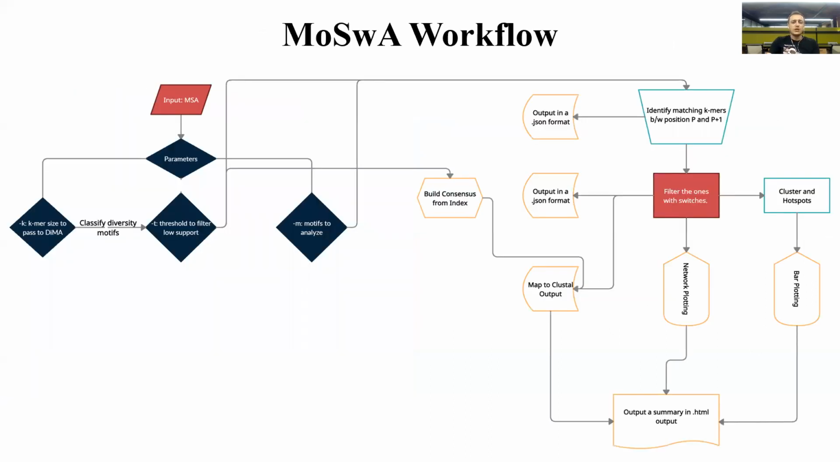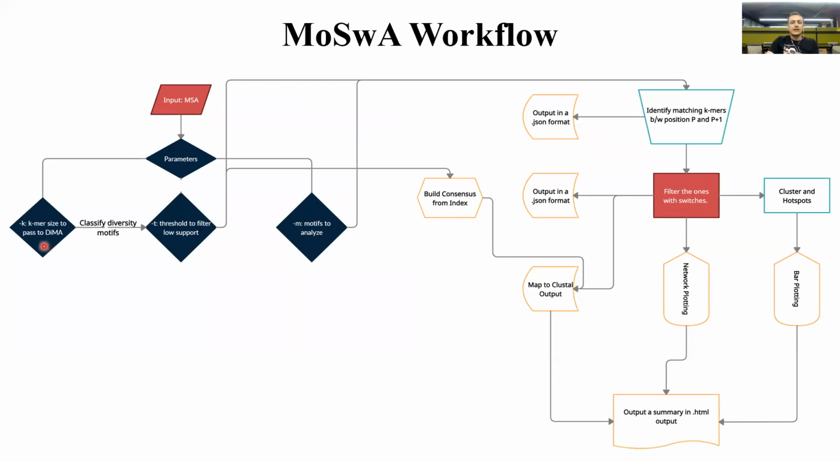First, let me briefly talk about the MoSwA workflow. The input is an MSA file, with parameter options for the user to define, such as the k-mer size, the choice of motifs to analyze, and the threshold to tag low support or highly gapped positions. MoSwA then carries out a quantitative analysis of each k-mer position to define the motifs.